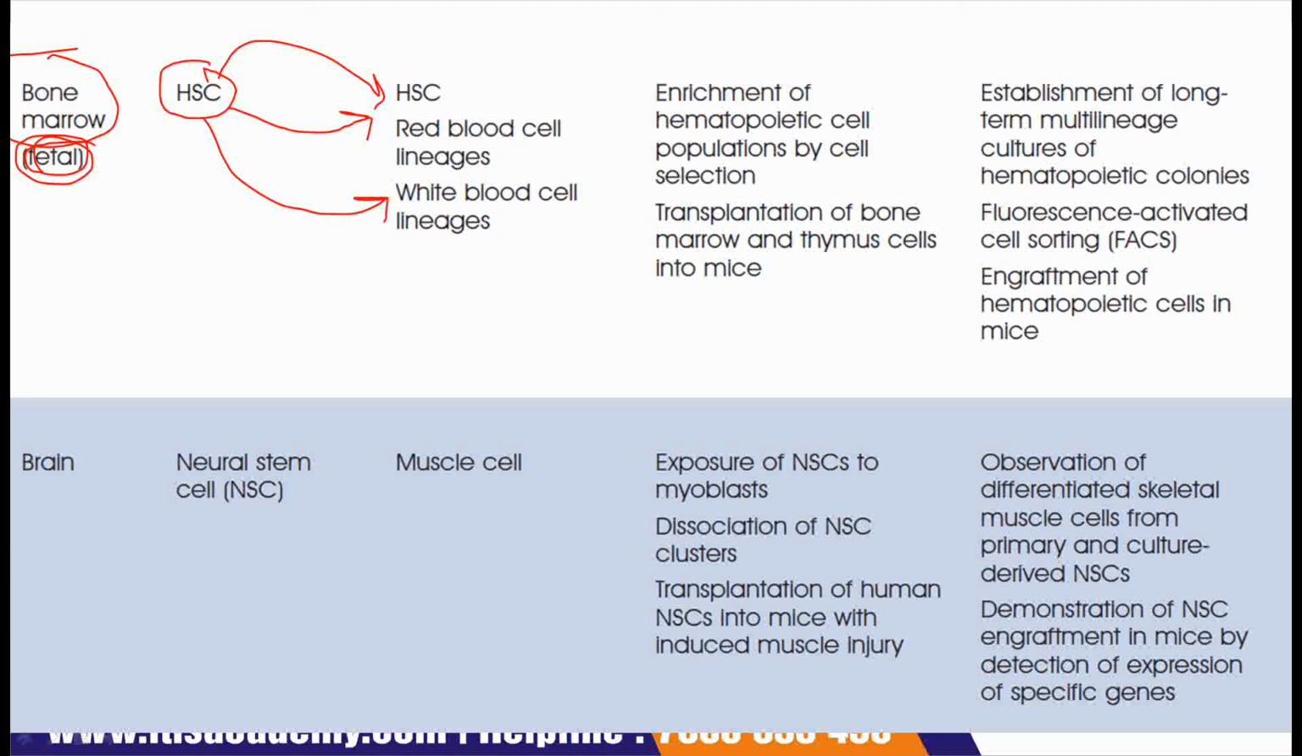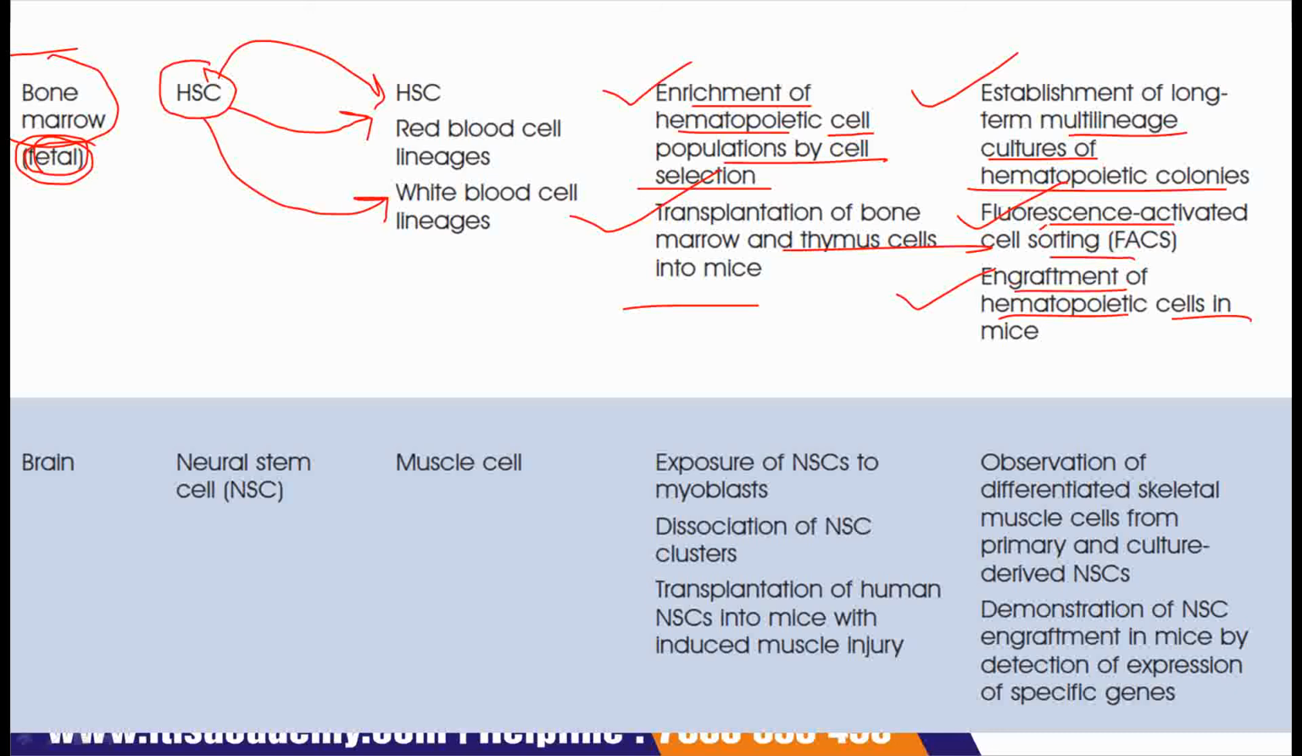Conditions for differentiation will include enrichment of hematopoietic cell population by cell selection and a transplantation of bone marrow and thymus cells into mice. Methods of characterization will include establishment of long-term multi-lineage culture of hematopoietic colonies, fluorescence activated cell sorting, and engraftment of hematopoietic cells in mice.